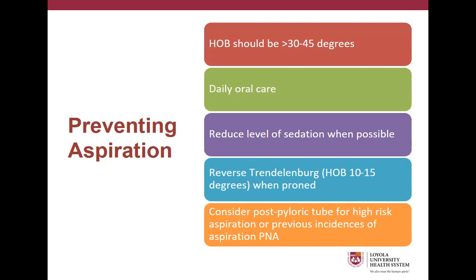Preventing aspiration. Many studies have shown it's safe to feed, and these are just different ways to help reduce the risk of aspiration, with raising the head of bed. Obviously, supine, 30 to 45 degrees. When prone, put them in the reverse Trendelenburg position, so 10 to 15 degrees. It is safe to feed a prone patient. You can also reduce the level of sedation, and then you can consider a post-pyloric tube if it's really a high concern or if they have a history of aspiration pneumonia.